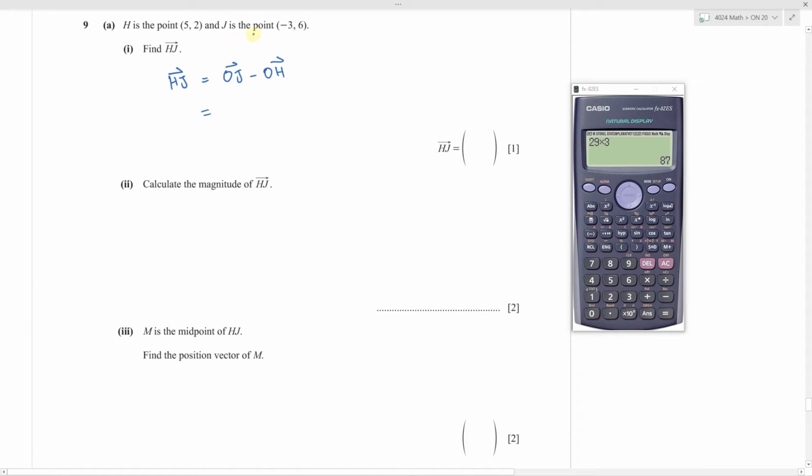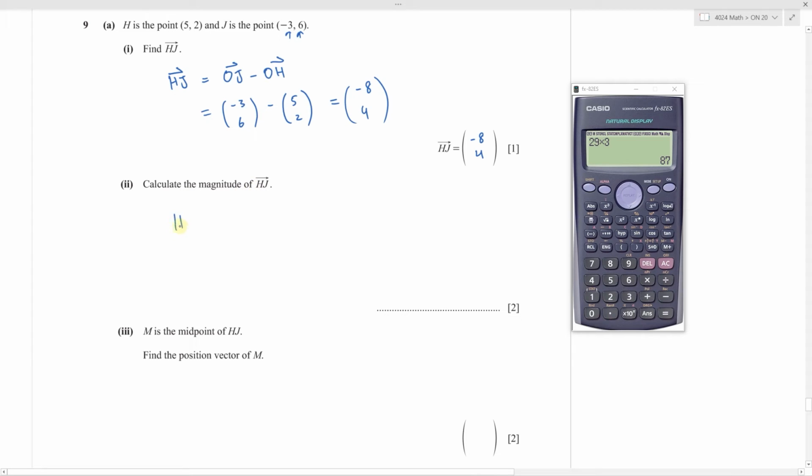So OJ will be, this is the x and the y value, so this will be (-3, 6), and then this will be (5, 2). Minus 3 minus 5 will be minus 8, 6 minus 2 will be 4. So this will be (-8, 4).